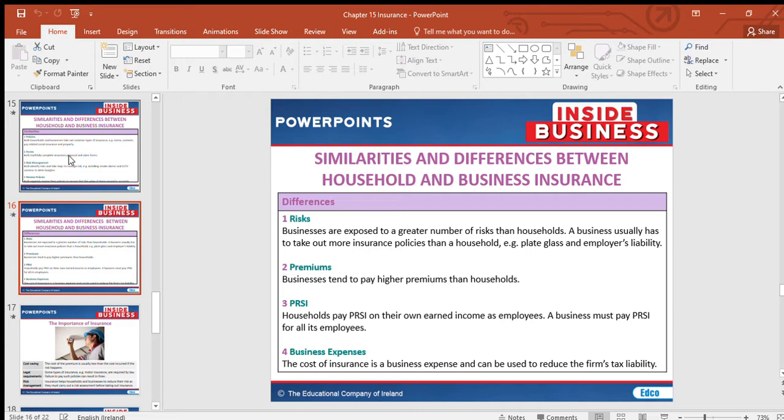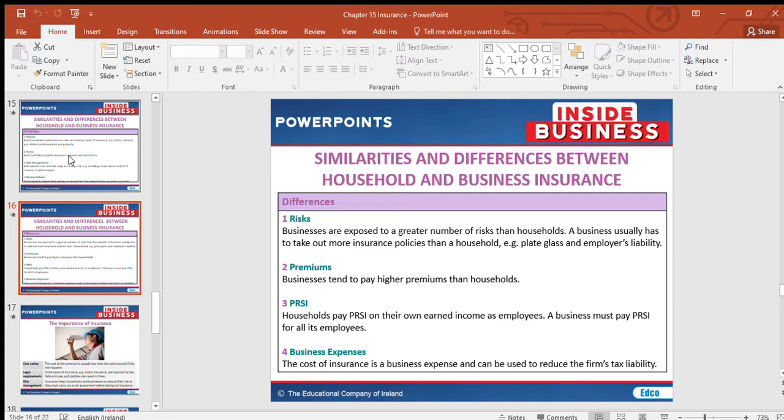Households pay PRSI on their own earned income. Everybody pays PRSI on the income they earn, but obviously, as we said in the last slide, a business must pay PRSI for all its employees. So for every time a business takes on an employee, they also have to pay some form of PRSI on that too.